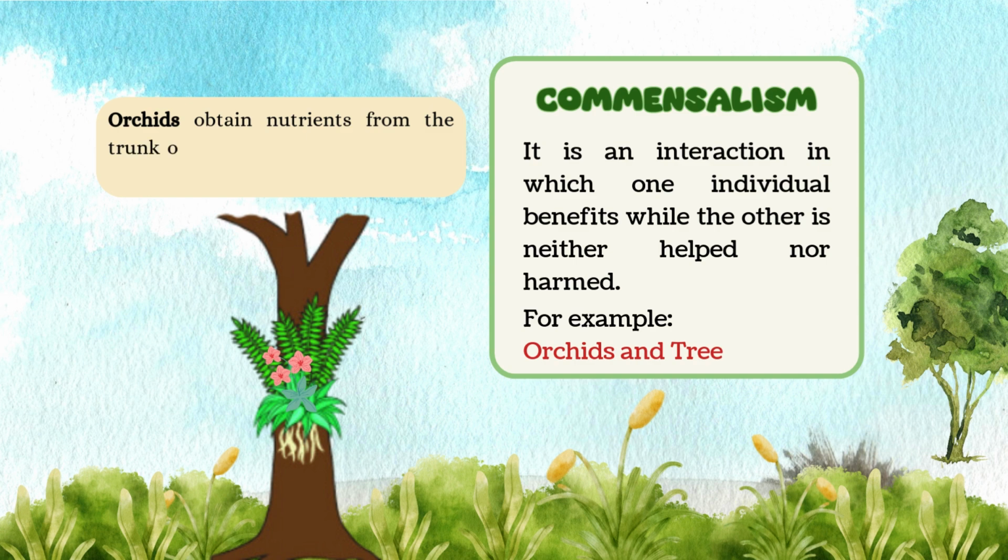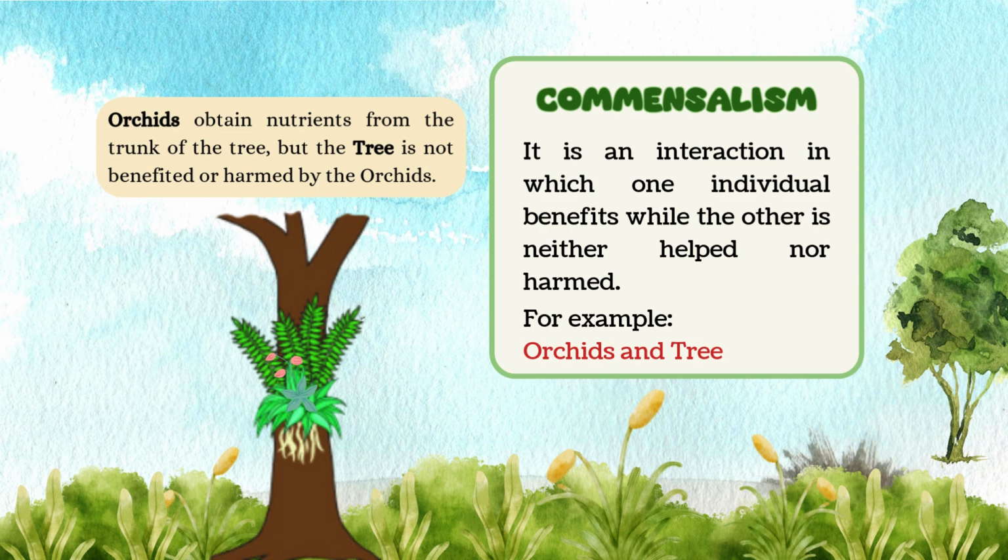For the second one, we have commensalism. It is an interaction in which one individual benefits while the other is neither helped nor harmed. For example, the orchid and tree. Orchids obtain nutrients from the trunk of the tree, but the tree is not benefited or harmed by the orchids.